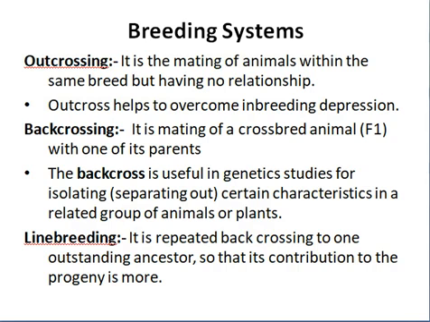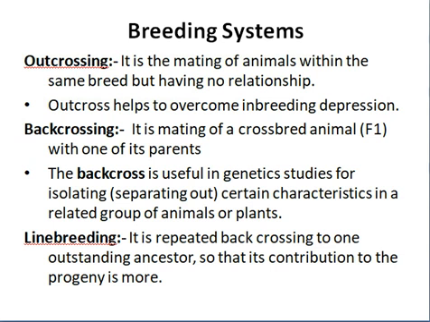If we mate A breed with B breed, and then we get F1, and if we mate F1 with one of its parents, for example either A or B, this is called backcrossing. It is useful in genetic studies for isolating or separating out certain characteristics in a related group of animals or plants. So line breeding is another method of breeding.